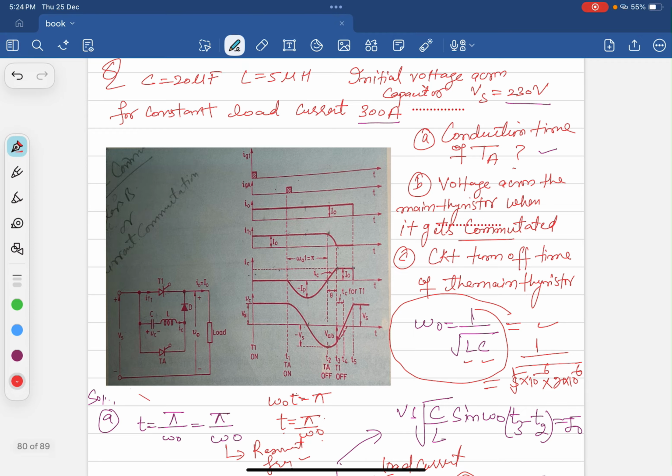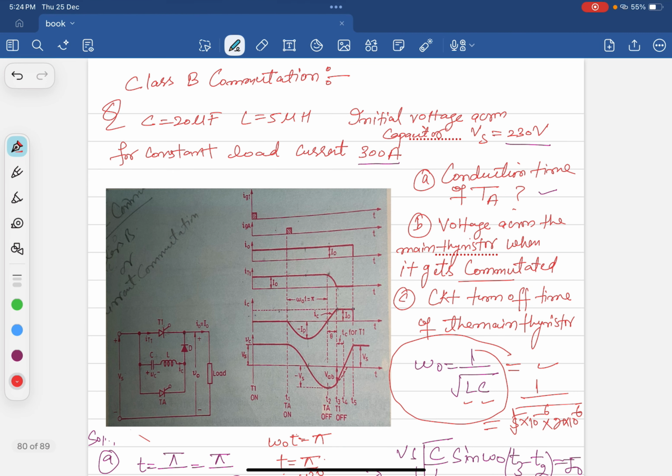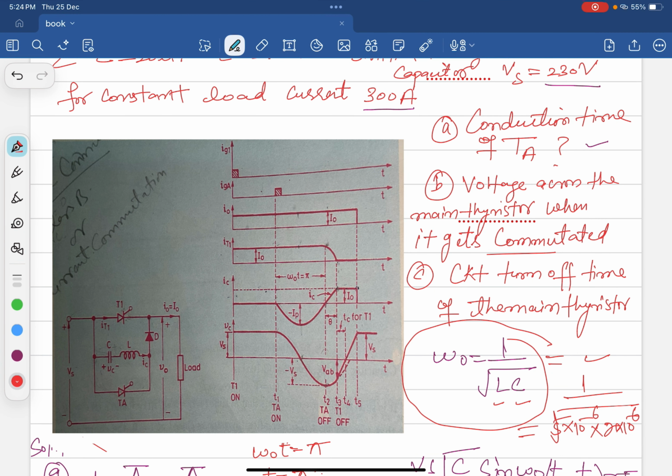Today we will discuss the Class B commutation numericals. As in the circuit we can see that Vs is the source voltage, C is the capacitor, L is the inductor, T1 is called the main thyristor and TA is the auxiliary thyristor. This is the load and D is the diode.